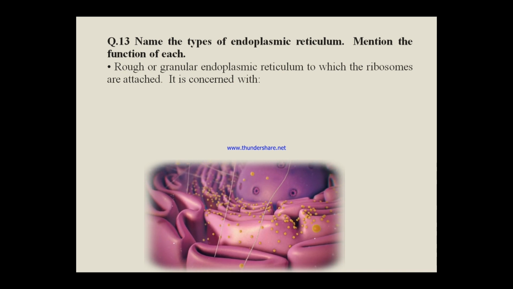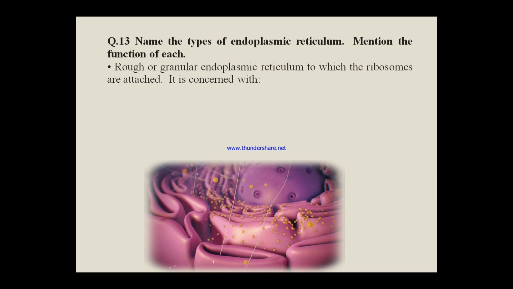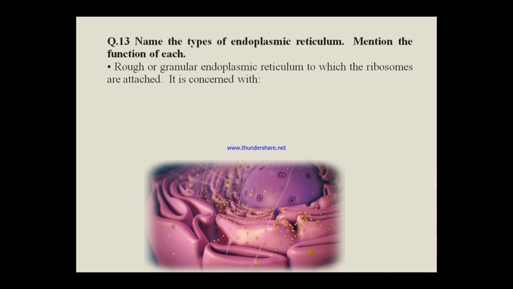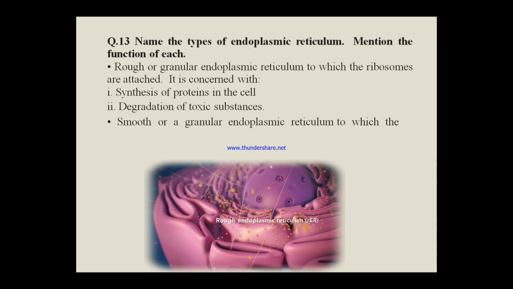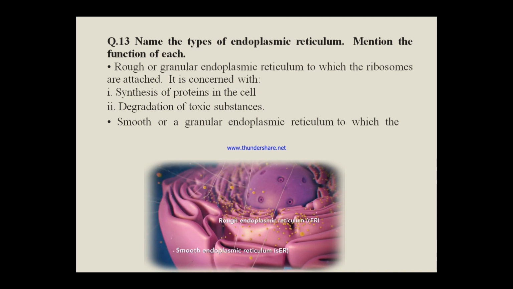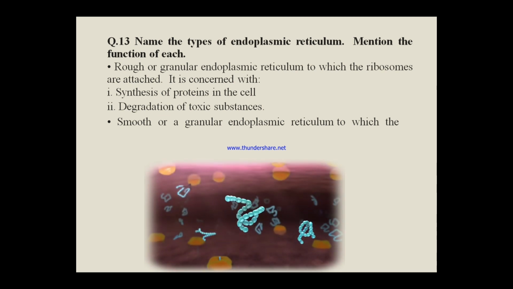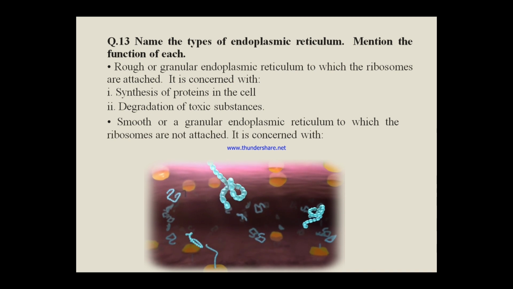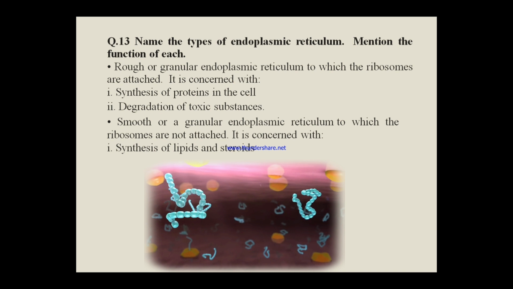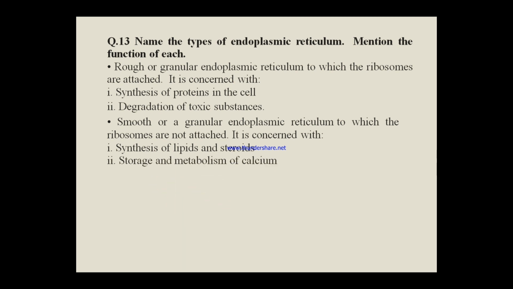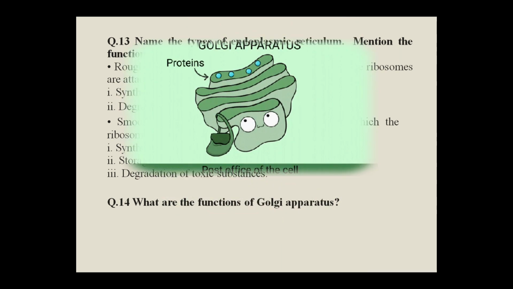So the types are rough or granular endoplasmic reticulum, as the name suggests, which are with ribosomes attached, and it is concerned with synthesis of proteins in the cells. The second is smooth or agranular endoplasmic reticulum to which the ribosomes are not attached, and it is concerned with synthesis of lipids and steroids, storage and metabolism of calcium, and degradation of toxic substances.